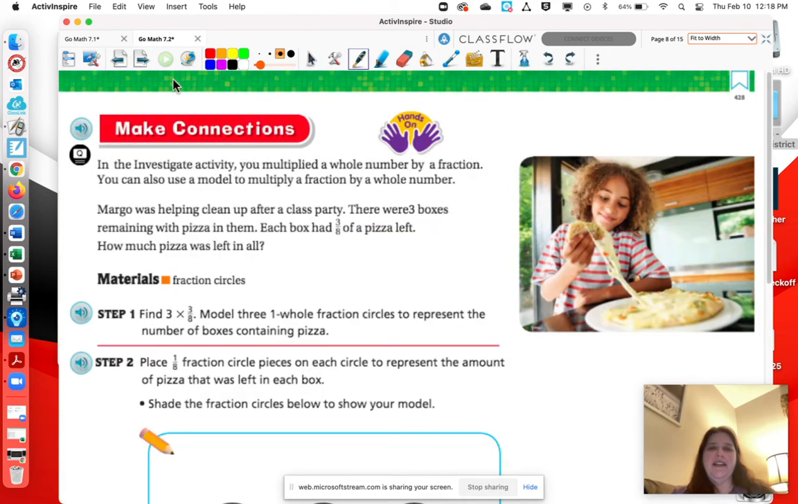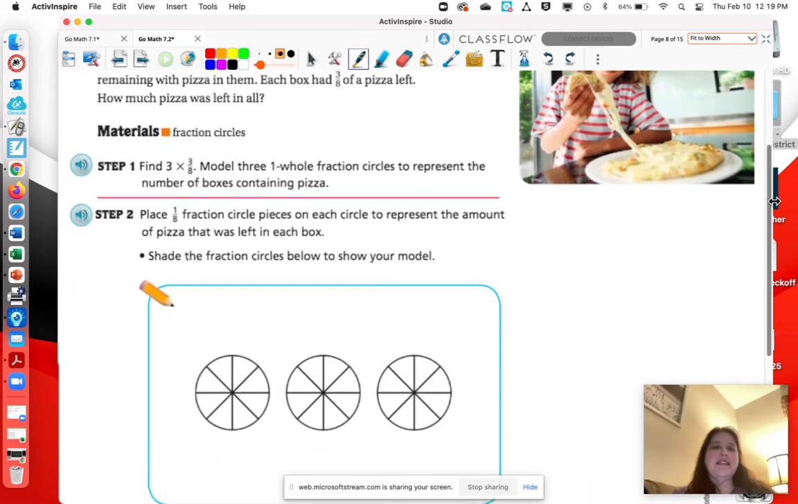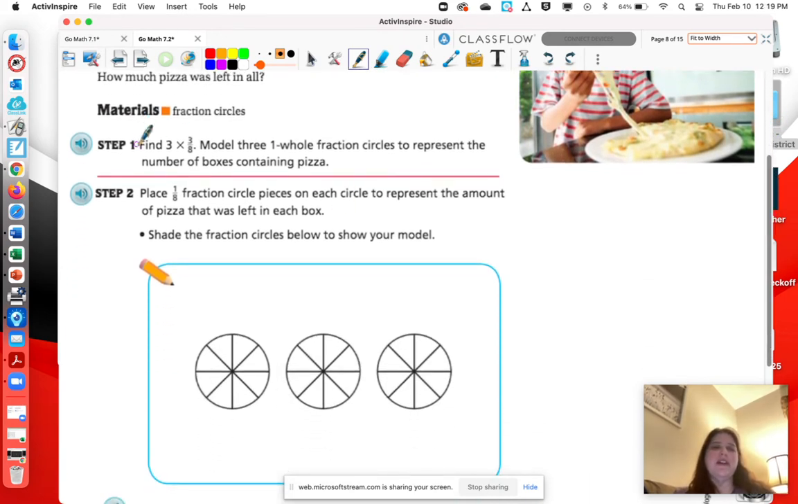Let's keep going and look at another one. So this time they're saying we can use fraction circles. We're just going to keep going with the way that we were. We can color in their fraction models. So it says find 3 times 3/8. So place 1/8 fraction circle pieces to represent and shade the fraction circles below to show your model. So we would color in 3 of each of these.